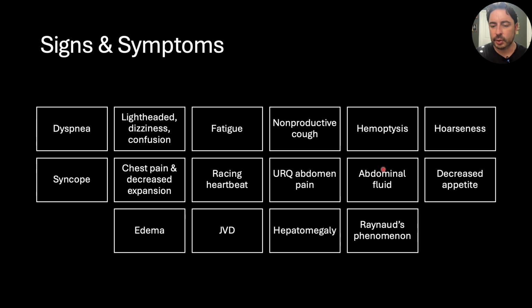You're going to see abdominal fluid. You're going to see a decrease in appetite. You're going to have edema. Oh, hepatomegaly right there. They're side by side. And Raynaud's phenomenon. This is a peripheral vascular disease that has poor circulation out in the digits. So you can get blanching of the fingers with cold exposure by itself. They don't have to have any sort of pressure that's associated with it. So Raynaud's phenomenon, this is a pulmonary vascular disease that we can see that is associated with pulmonary hypertension.